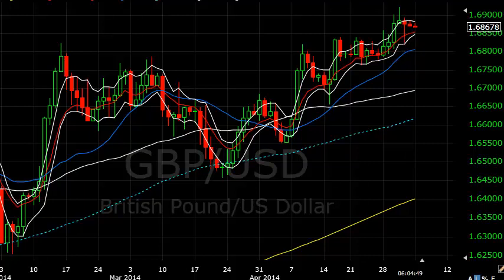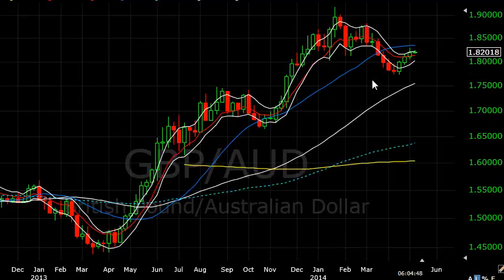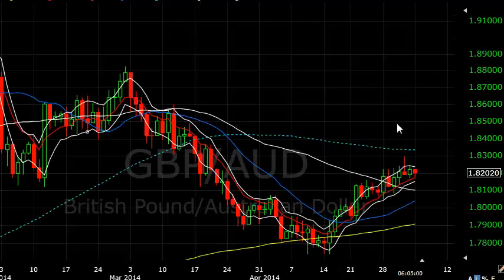So where am I most interested at the moment? The pound Aussie has had quite a nice run actually, so I'm going to be watching this pound Aussie. It's had a good run here off these lows, so there could be some opportunities on the pound Aussie over the next week or two.